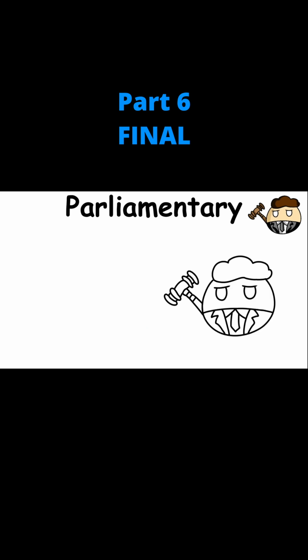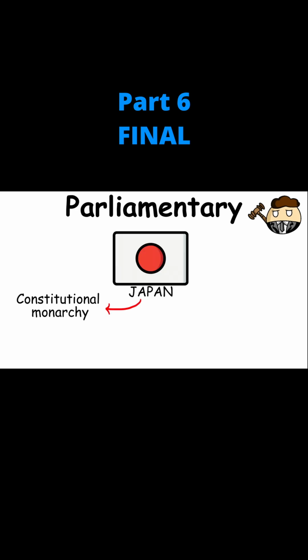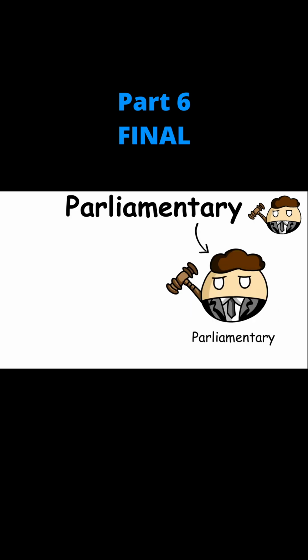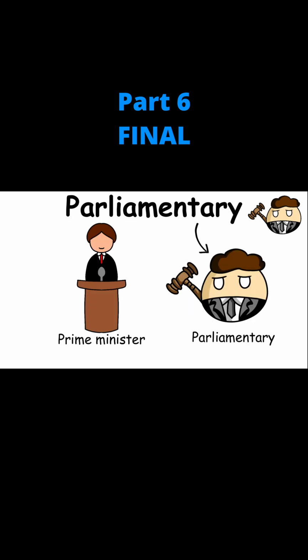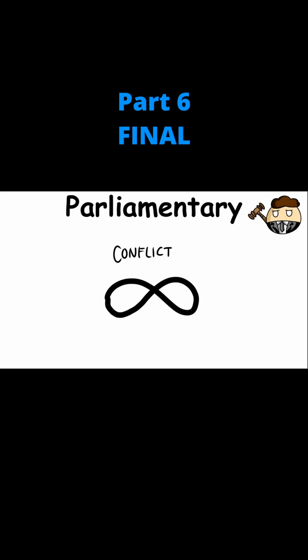Parliamentary systems can also exist alongside different forms of government, such as a monarchy. Japan is a constitutional monarchy with a royal family acting as symbolic leaders, but has a parliamentary government led by a prime minister. The problem with a parliamentary form of government is that it fails to provide a stable government because the opposing party will always try to challenge the ruling party, leading to never-ending conflicts.